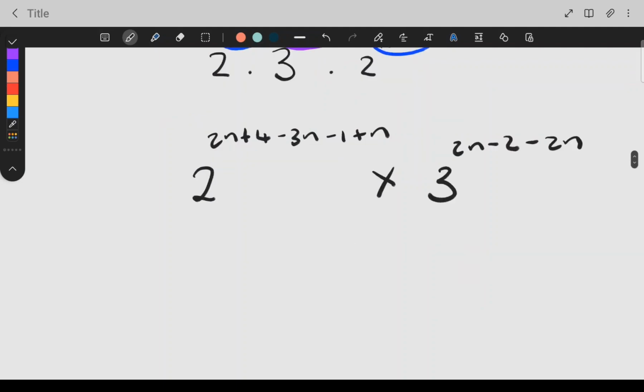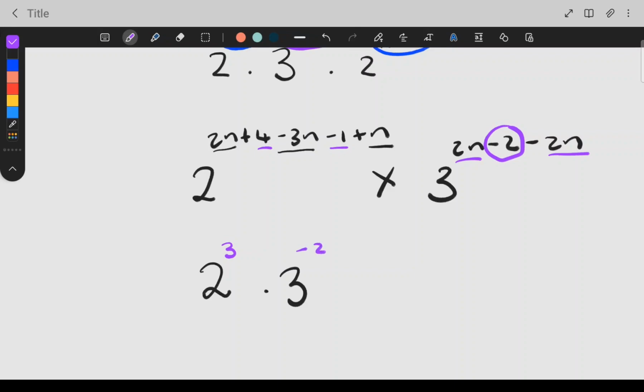Now I'm just going to add the like terms. 2 to the and 3 to the. 2 to the, let's see, 2n minus 3n plus n gives me 0. So that will cancel. And then 4 minus 1 is 3. So this is 2 to the 3. And then this 2n and that negative 2n will cancel. I'm left with negative 2 only. So this is negative 2.